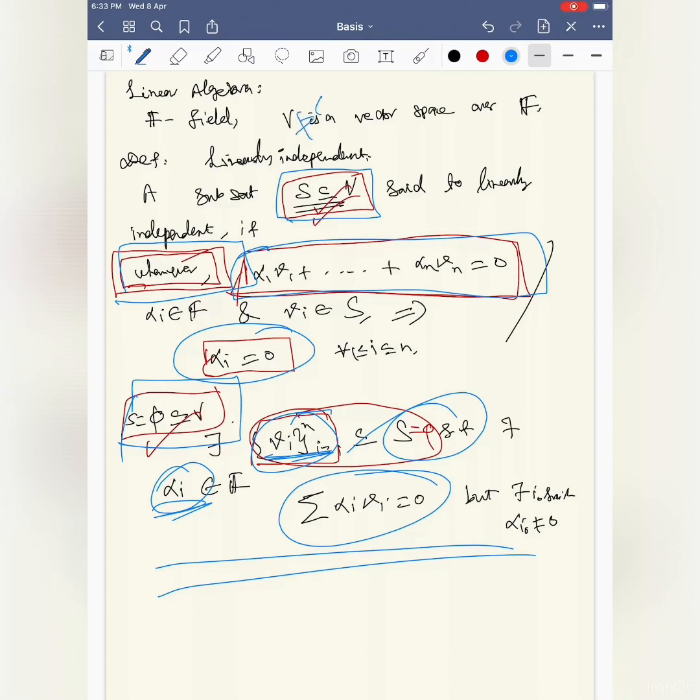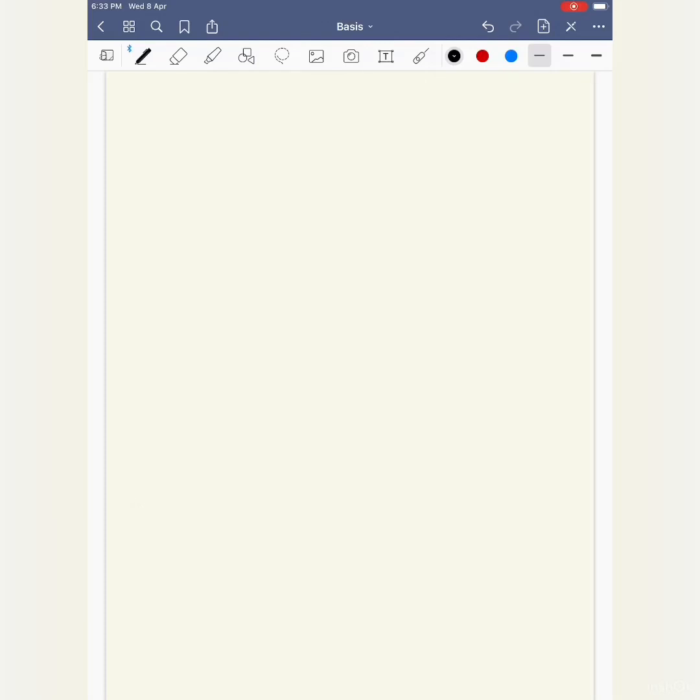Okay, a vector space is not empty because it's basically a group. Then it has an extra condition. Okay, the field is also not empty. So let's see about spanning. Definition of spanning.